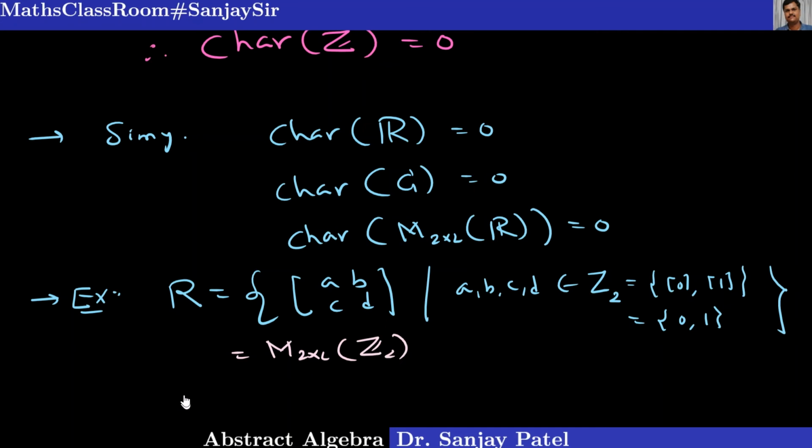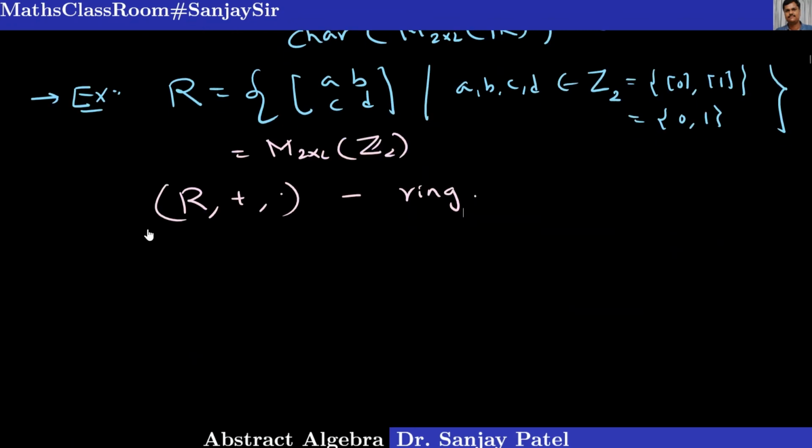So this R has 16 elements and this R is a ring with respect to matrix addition and matrix multiplication. We are interested in finding the characteristic of this ring. What is the zero element here? The zero element in this ring is the zero matrix, which is obviously there in R.